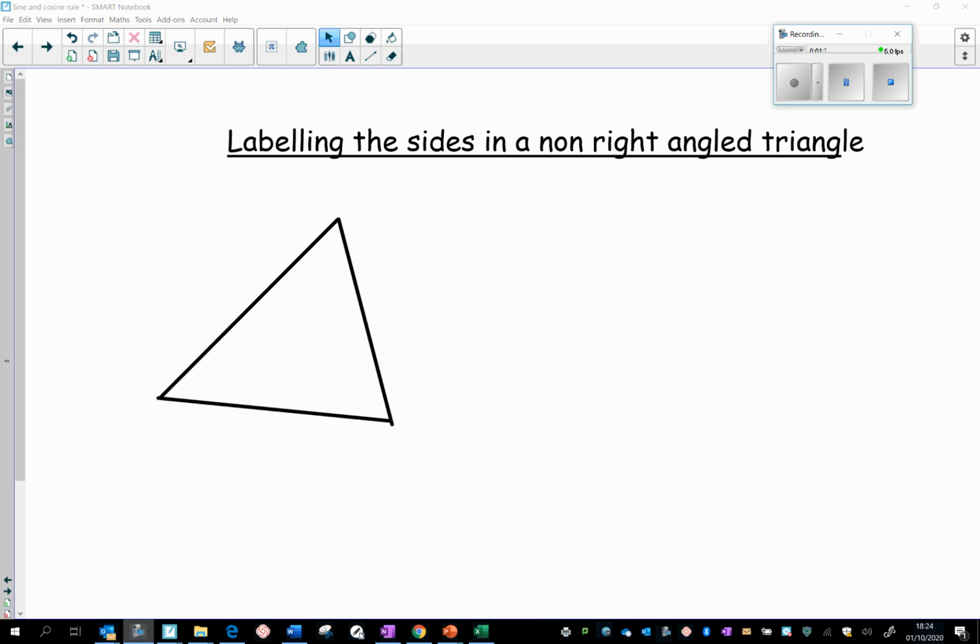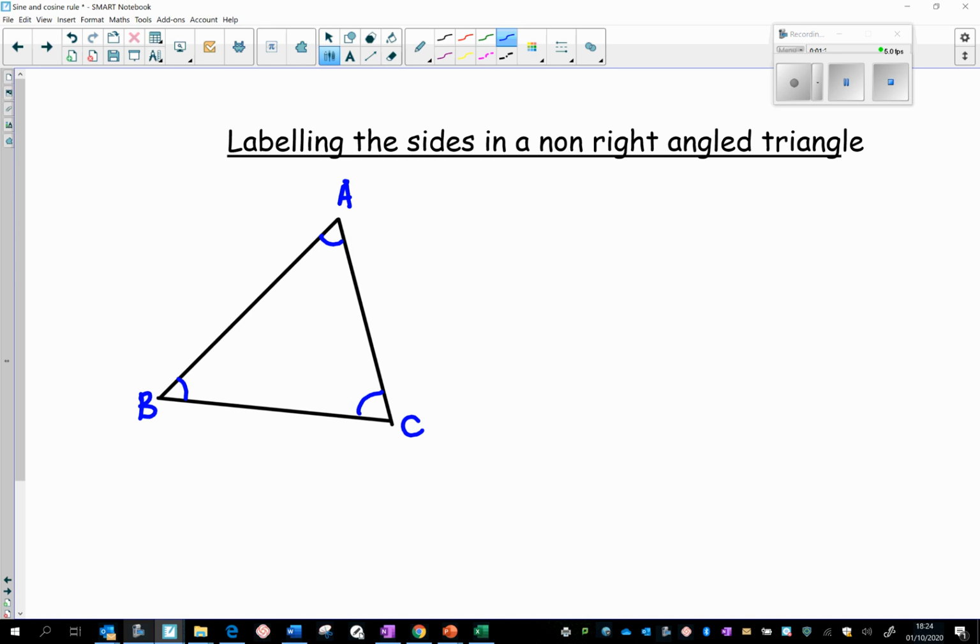We label the three angles with the capital letters A, B, and C. So I'm going to label this one as A. Doesn't matter which one's which. Sometimes it's done for you, sometimes it's not. So the angles, this is angle A, this is angle B, and this one here is angle C.